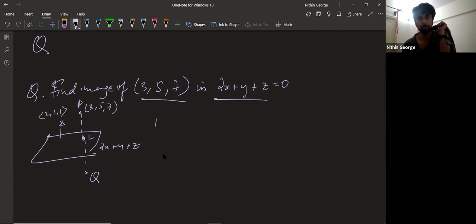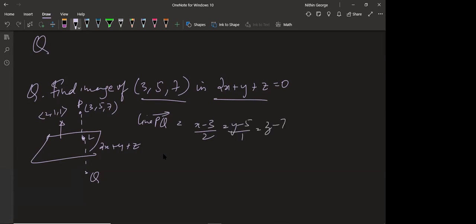So the line PQ is given by (x minus 3) by 2, (y minus 5) by 1, (z minus 7) by 1.